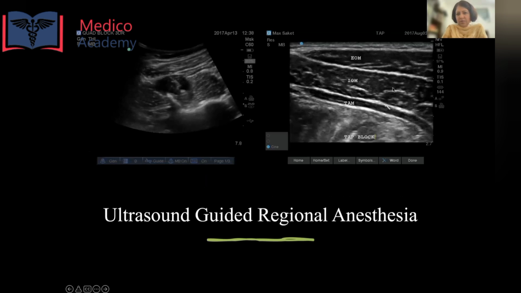This is the sonar anatomy of the transversus abdominis plane block. This is the external oblique muscle, this is the internal oblique, and this is the transversus abdominis. We deposit the drug between the internal oblique and transversus abdominis muscle in this plane. This is where the neurovascular bundle runs, and this gives very good analgesia for patients of renal transplantation.